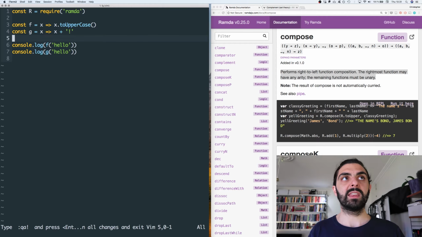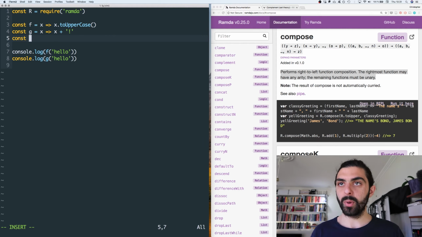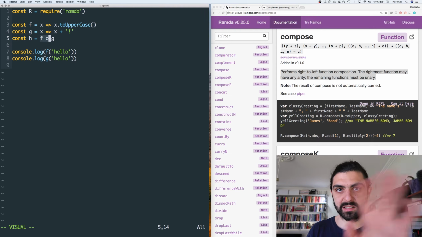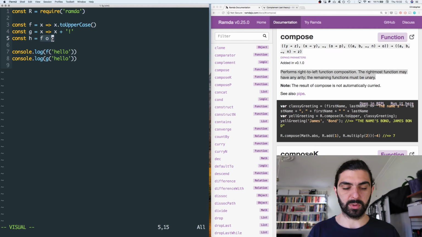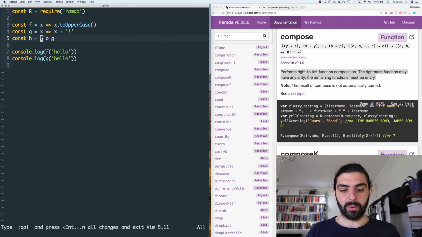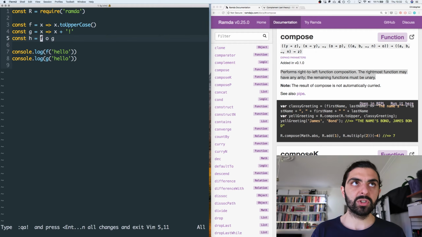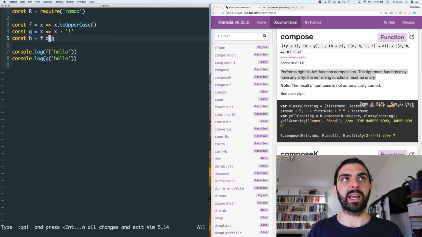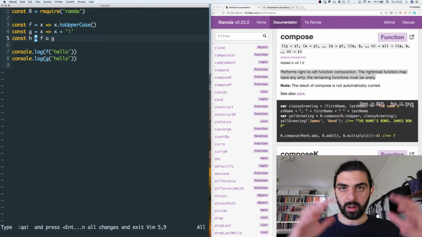So we can then define a composed function. I don't know what the conventional letter to use for this is, but let's say h, right? So h is the composition of f and g, so f o g. This is hypothetical syntax. This doesn't make any sense in either JavaScript or Ramda. But we tend to write this dot, this sort of period, when we talk about functional programming and composition. So the composition between f and g. So h is the composition of f and g.